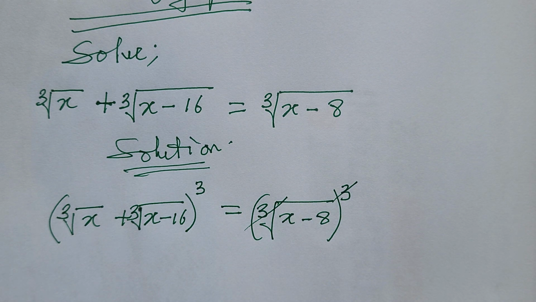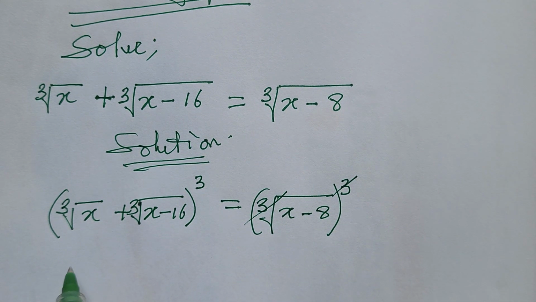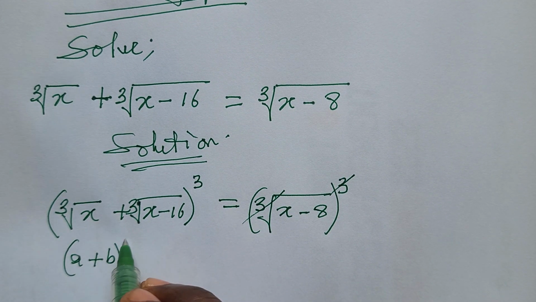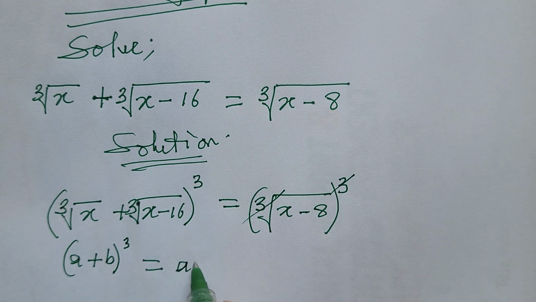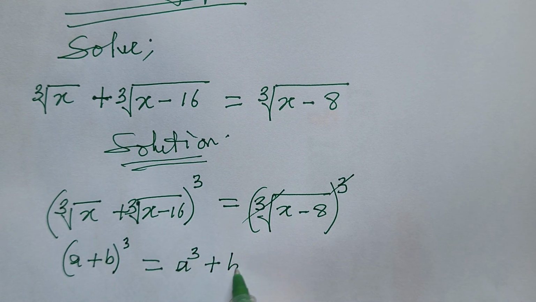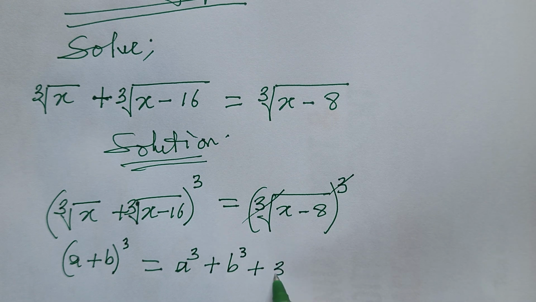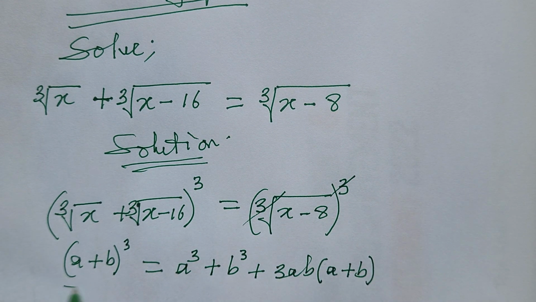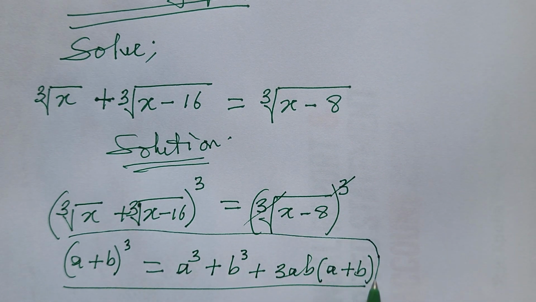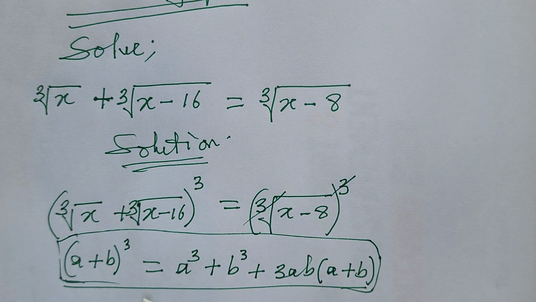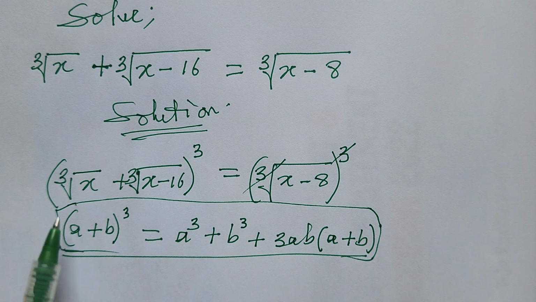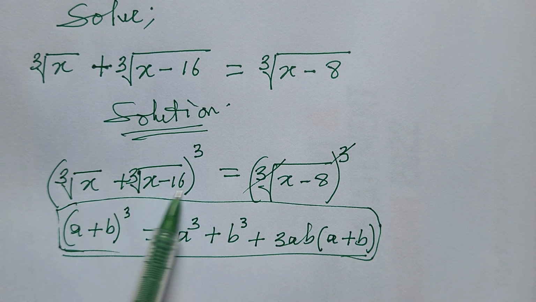Now, we have an algebraic identity which says that if you have a plus b all to the power of 3, this is equal to a to the power of 3 plus b to the power of 3 plus 3ab bracket a plus b. Okay, so this is what we're going to use to handle the left hand side. So we want to express this expression here in this format. So what does that mean? It means this is our a and this is our b.